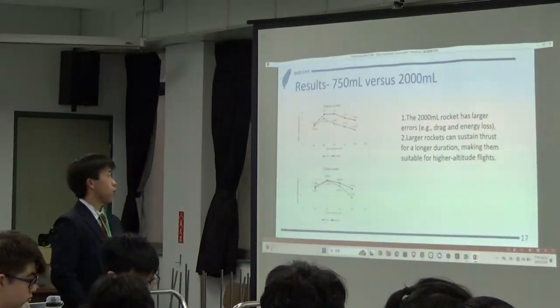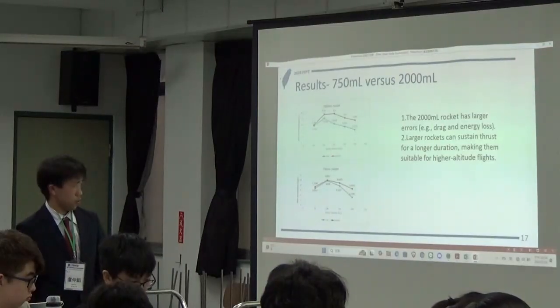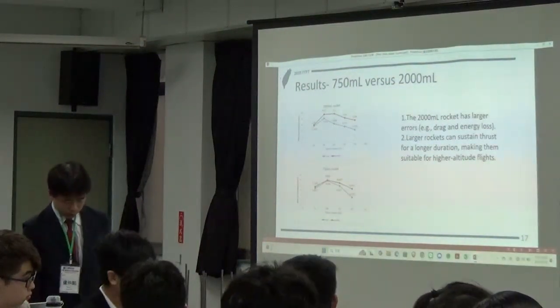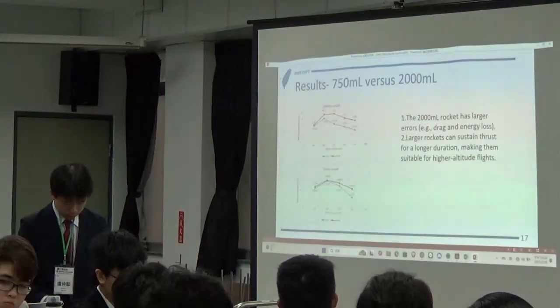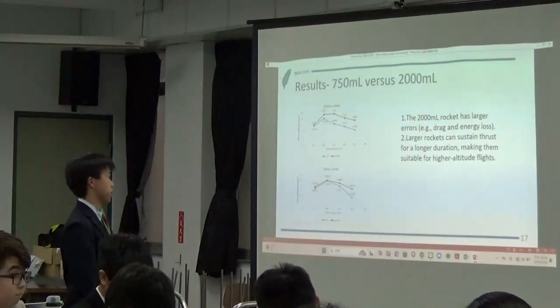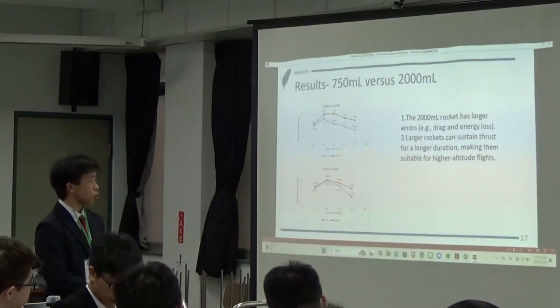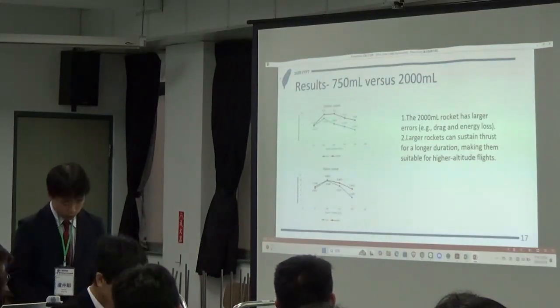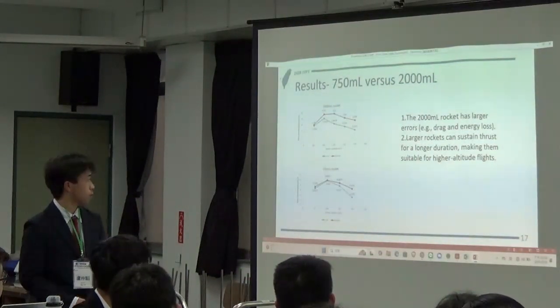The 2,000 milliliter water has a larger error, possibly due to air drag and energy loss, since the model assumes that the water ejection is ideal, while the actual ejection may involve energy loss. And the second is that larger rockets can sustain thrust for a longer duration, making them suitable for higher altitude flights.